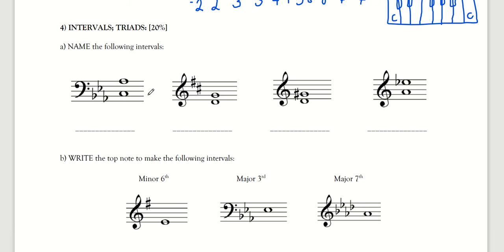So I like to do the interval number first, and that's a simple case of counting up the number. If we start here, this is the note C because it's in bass clef. We go C, D, E, F, G, A. So we go 1, 2, 3, 4, 5, 6. So this is going to be a sixth of some description. Then we have a 1, 2, 3, 4. We have a fourth of some description.